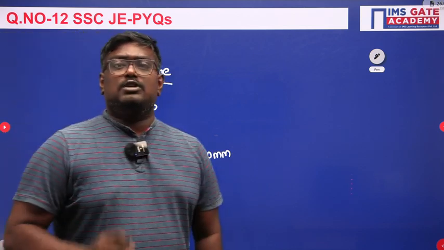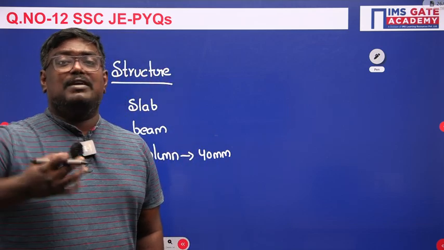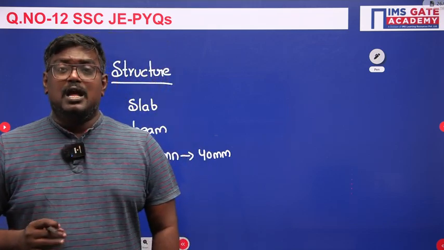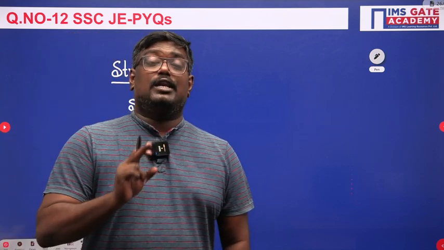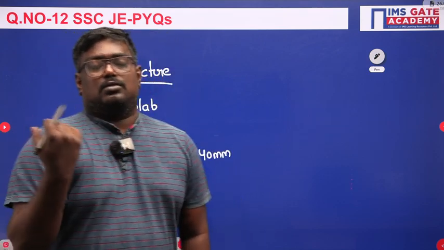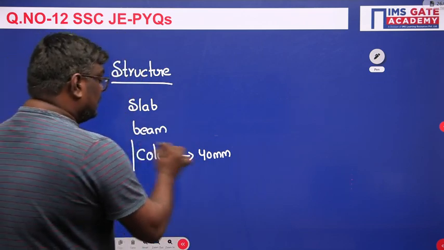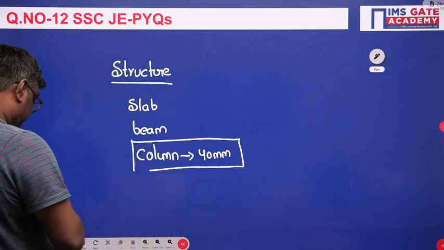Now my dear students, what is the purpose of having the cover? Cover is provided to have proper bond between concrete and steel, and also cover is provided to protect the steel from corrosion. So here the answer is column 40 mm.